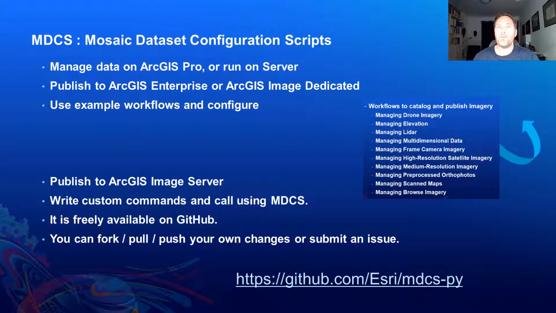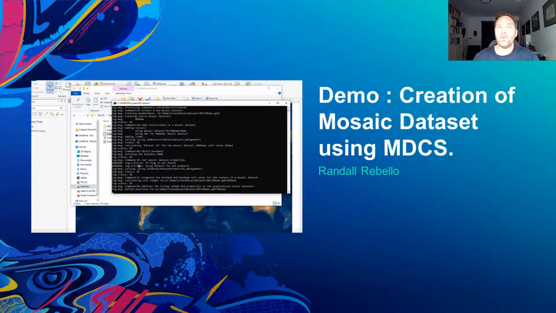MDCS also includes the scripts to publish Mosaic datasets as dynamic or tiled imagery services to ArcGIS Image Server for ArcGIS Enterprise or standalone image server. You can write your own custom commands to be added to a workflow. MDCS is freely available on GitHub, and you can fork, pull, or push your own changes or submit issues. So let's have a look at a demo for using MDCS.